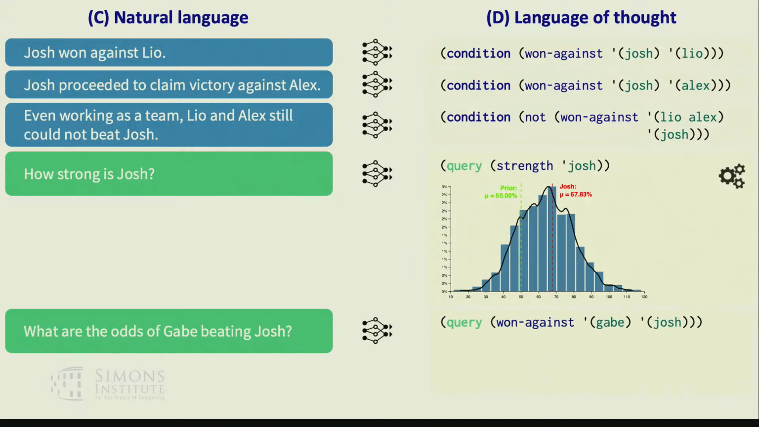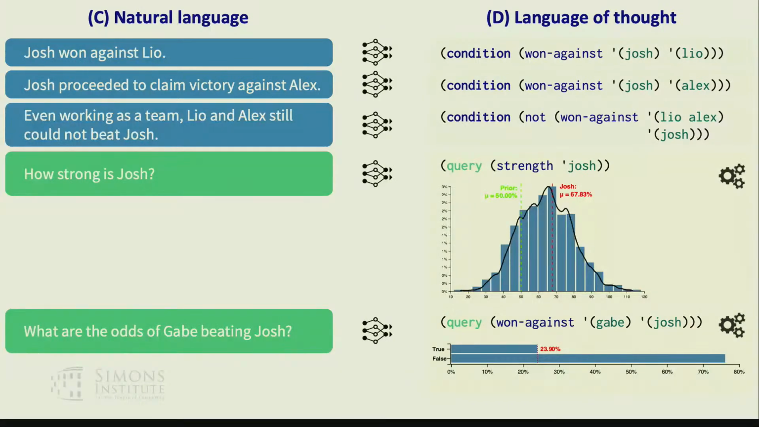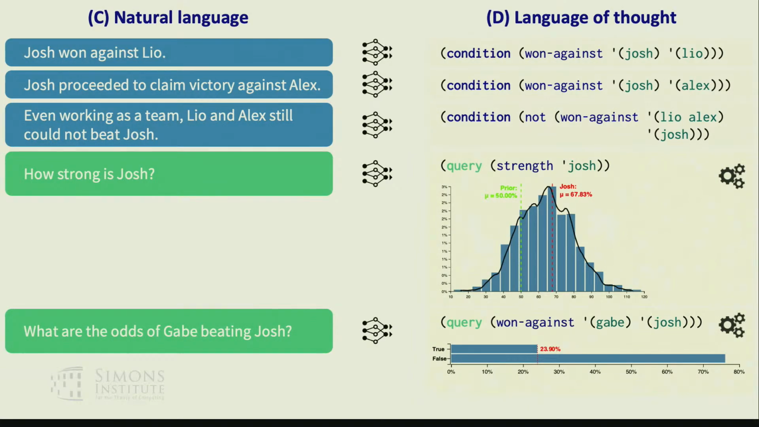So if we ask, what are the odds of Gabe beating Josh, we see that we think it's somewhat unlikely. Oh, yes. On the question of how strong Josh is, there's also an implicit question of what the word strong means in this context. It's not a number, it's some comparative adjective, probably non-intersective. Is that something you think about in this framework, or should I ignore this sort of issue?